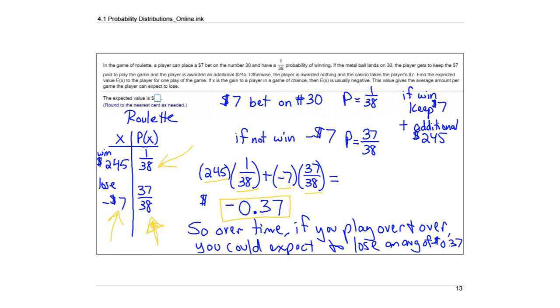So again, you're not going to lose 37 cents at one time because you can't. You either win 245 or you lose 7. But over time, you would win some of the time, lose some of the time. And so if you played over and over and over again, your average loss would be 37 cents.